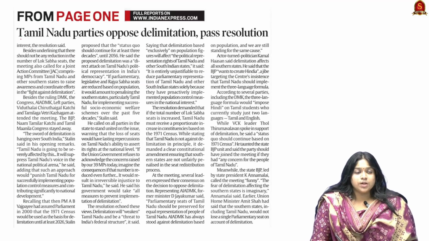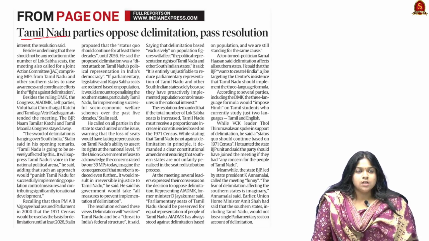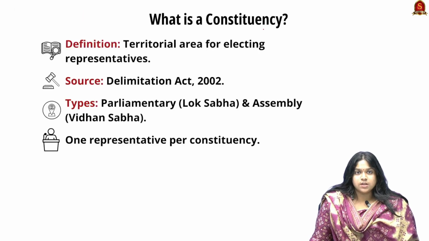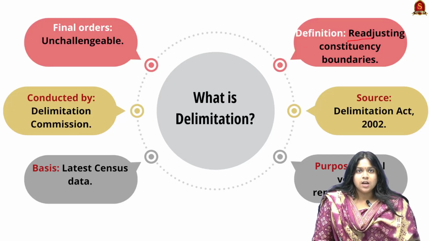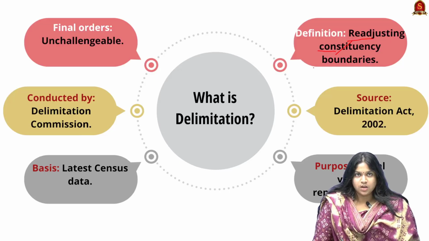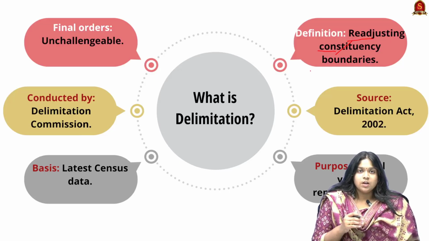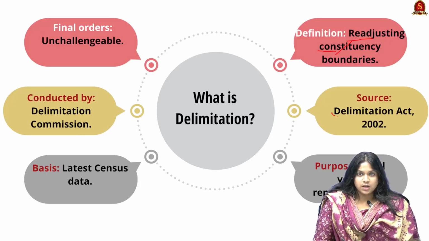Now let us look into the next article title here. Tamil Nadu parties oppose delimitation, it passes resolution. So before knowing the article, first let's understand what delimitation is. Delimitation is nothing but readjusting the territorial boundaries of constituencies of any state or union territory as per the population found in the last census. So it comes under the Delimitation Act of 2002.